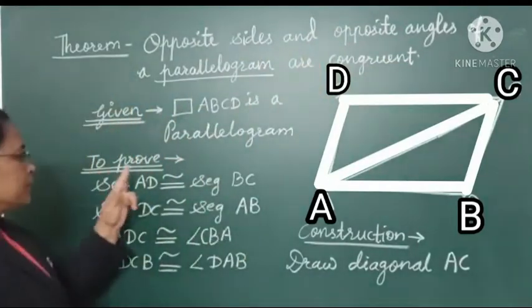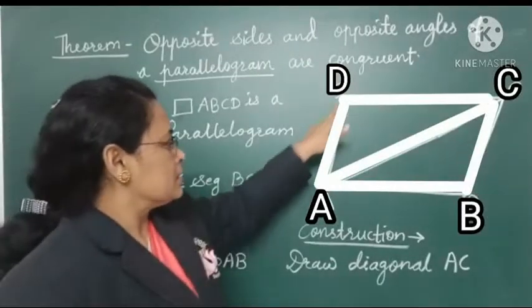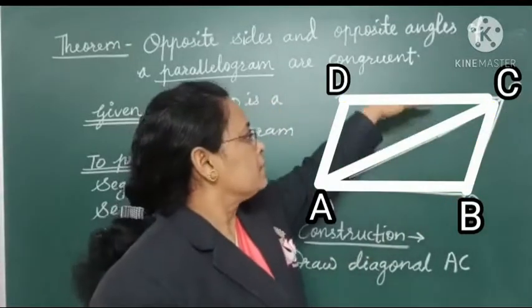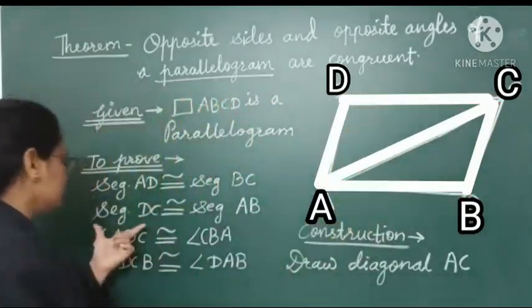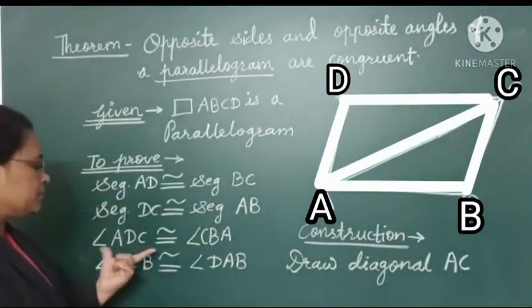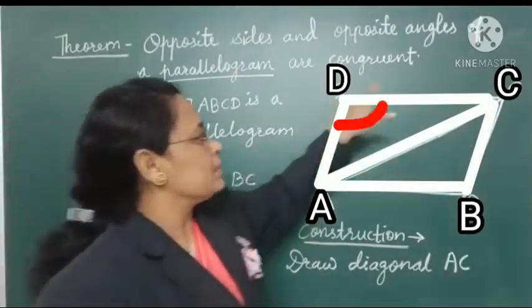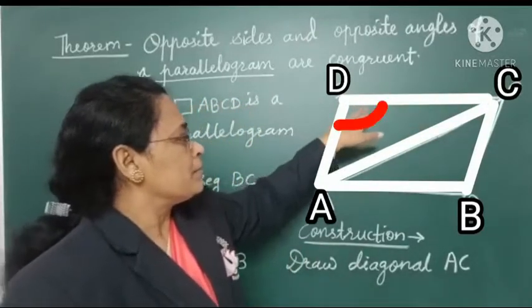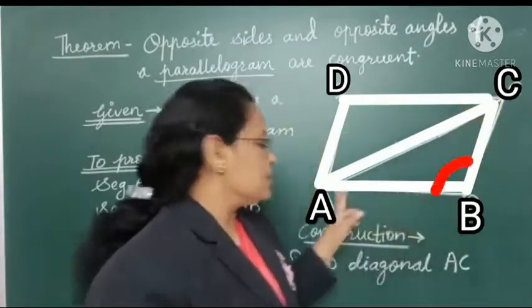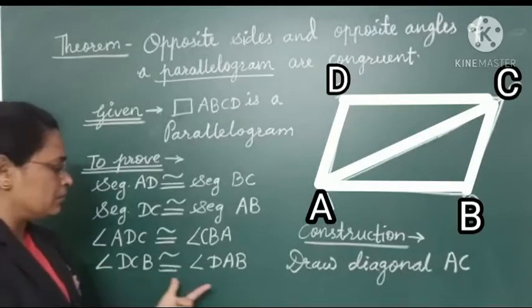Now, to prove, we will write here segment AD congruent to segment BC, opposite sides. Second pair, segment DC congruent to segment AB. Similarly, we will prove here opposite angles. Angle ADC congruent to angle CBA. ADC, this angle is congruent to its opposite angle, that is B. You can write the name ABC or angle CBA. One more pair we will show congruent, that is angle DCB congruent to angle DAB.